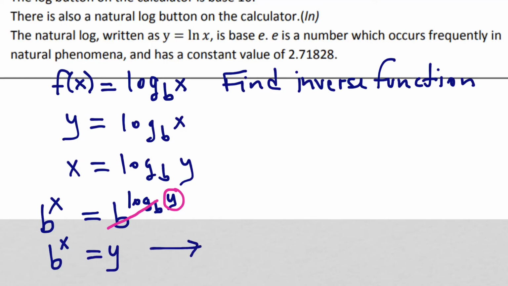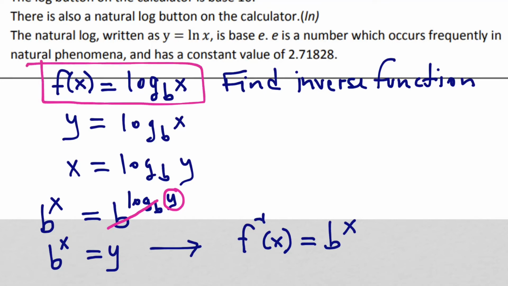Like we do when we're finding inverse functions, once we've gotten to that step, we replace y with f inverse of x instead of y, and I've got b to the x. So we've gone full circle. For finding the inverse of this function, we end up with this function. And like I showed in the previous steps, we could go the other way as well. If we're trying to find the inverse of b to the x, we're going to end up with log to the base b of x.